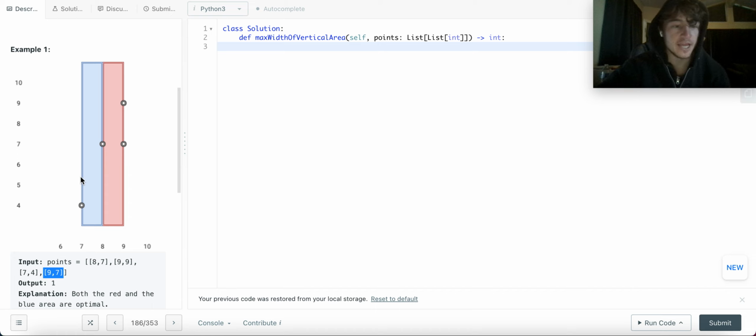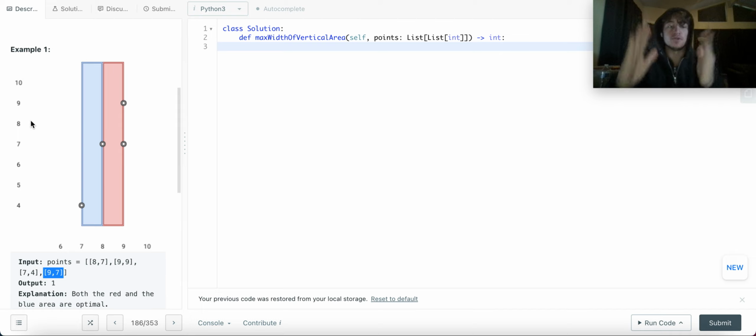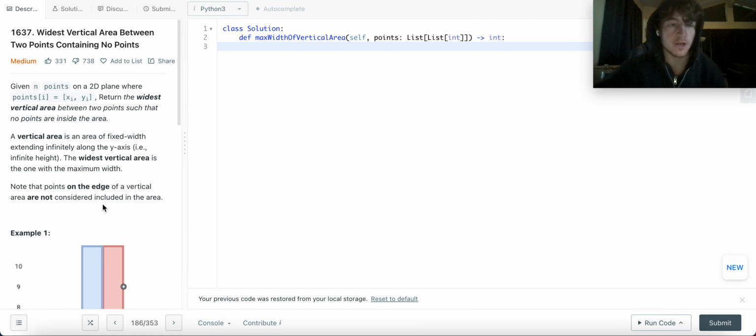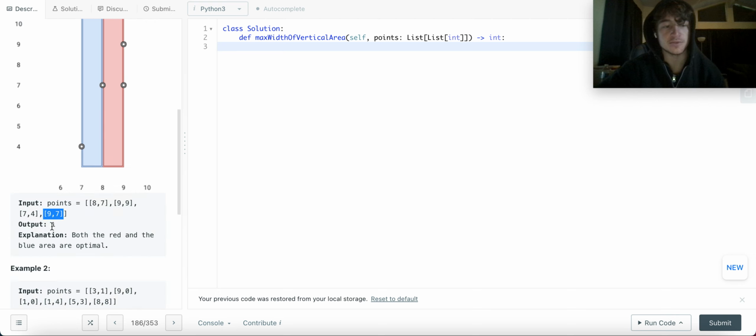So we can't do an infinite one here. It has to be in between two things, right? So it doesn't count like an infinite width from here all the way to the left, because there's nothing on the other side to catch it. There has to be points in between. So there's a width 1 vertical area here and another width 1 here, right? So the answer is 1.